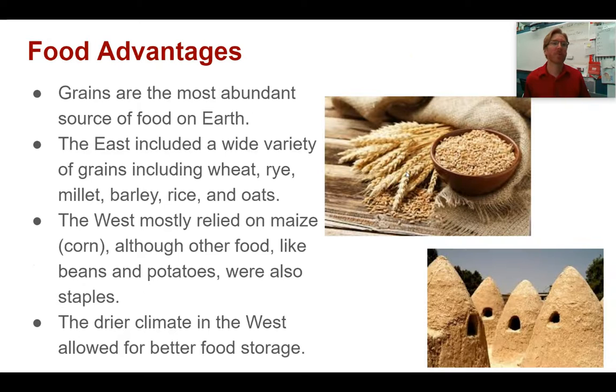Now, the food advantages of the East are really important because grains are the most abundant food source on Earth, and most civilizations eat a fair amount of grains. And the East included a tremendous variety of grains: wheat, rye, millet, barley, rice, oats, all of these different grasses growing in all these different areas and eventually getting traded and mixed together contributed to the diet of the people of the East. They're reasonably easy to grow and cultivate, and so this leads to population increases and the need for civil society, civilization. The West mostly relied on maize as their main grain.